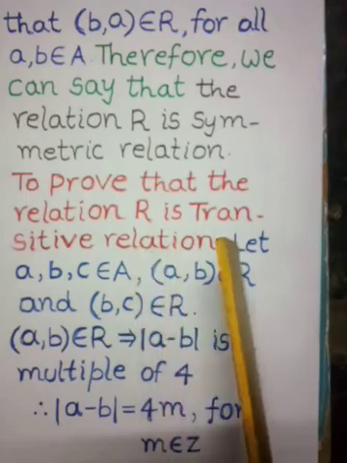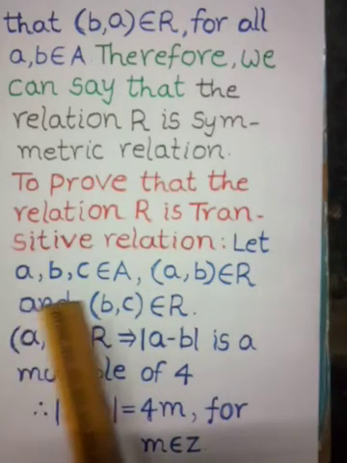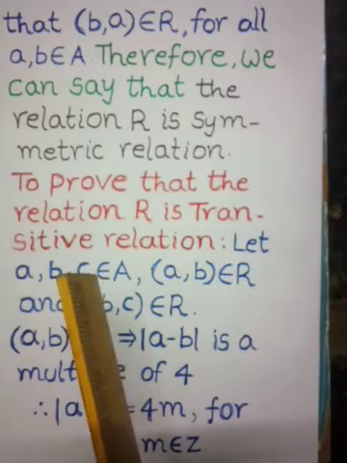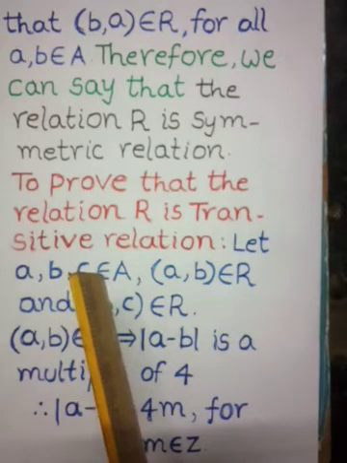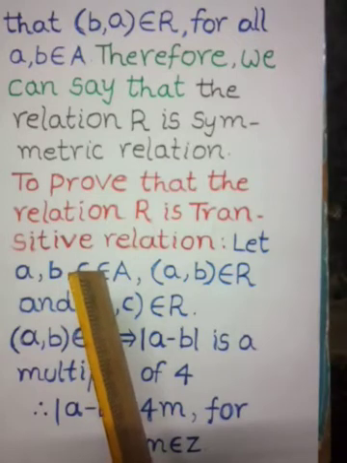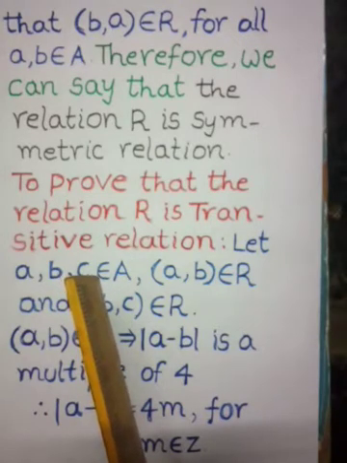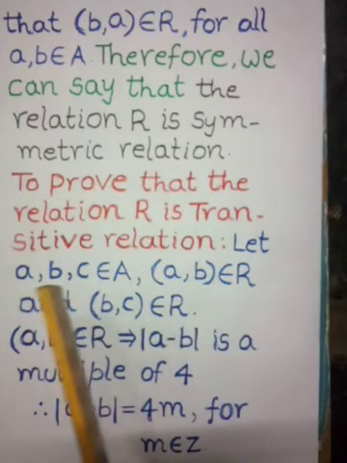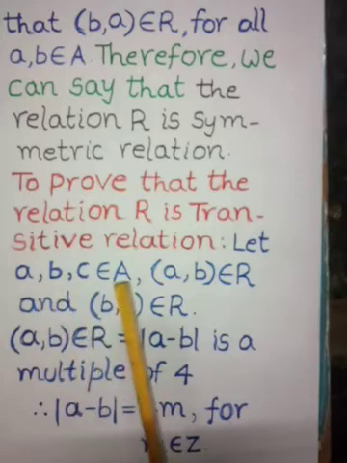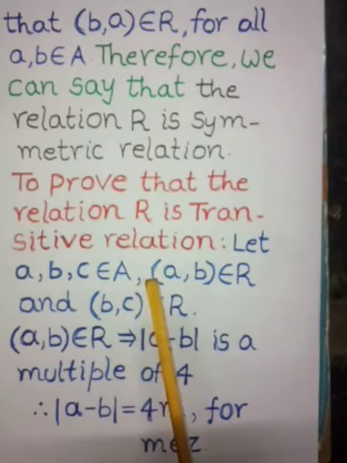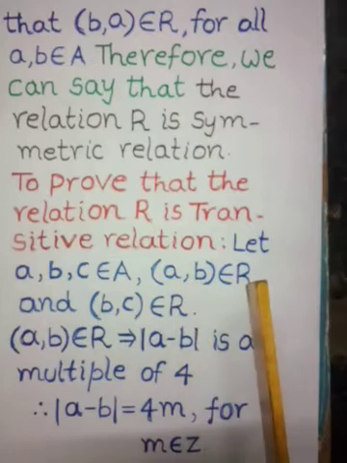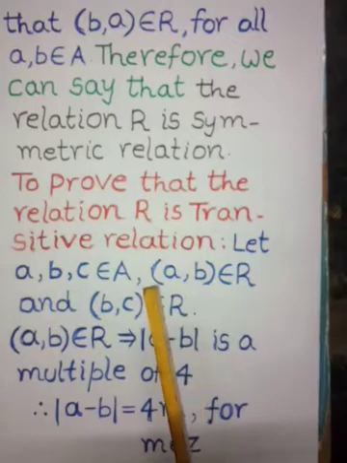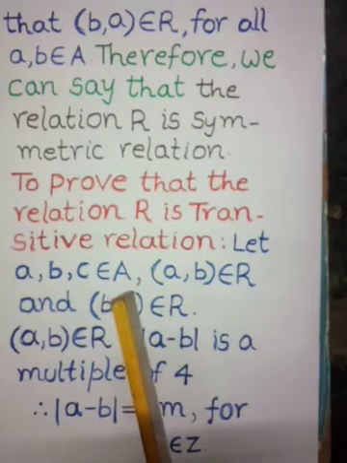To prove this, let us take three elements, not two elements. In the case of reflexive, we have taken only one element from the set A. In the case of symmetric, we have taken only two elements from the set A. And in the case of transitive relation, we take any three elements, namely A, B, C belongs to A, and we assume that the ordered pair (A, B) belongs to R and the ordered pair (B, C) belongs to R. Understood? We have taken any three elements to prove the transitive relation.